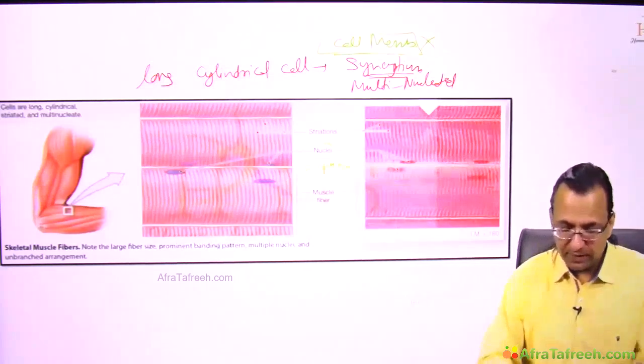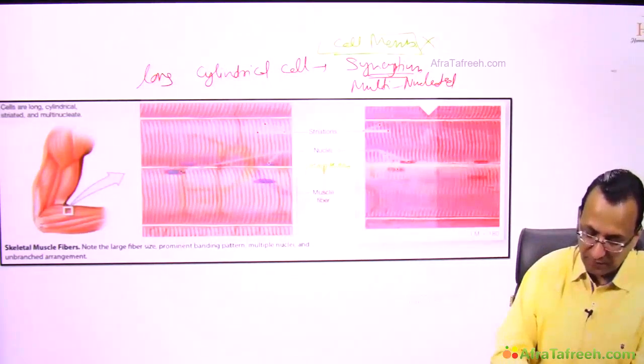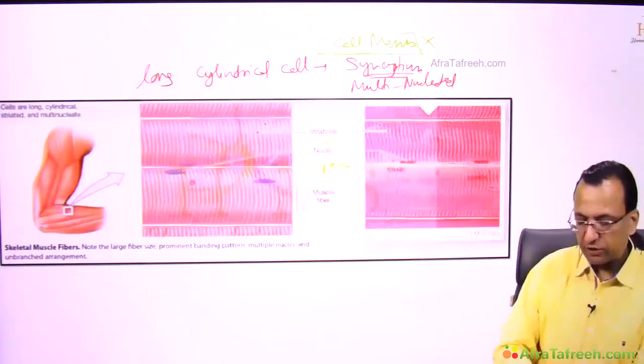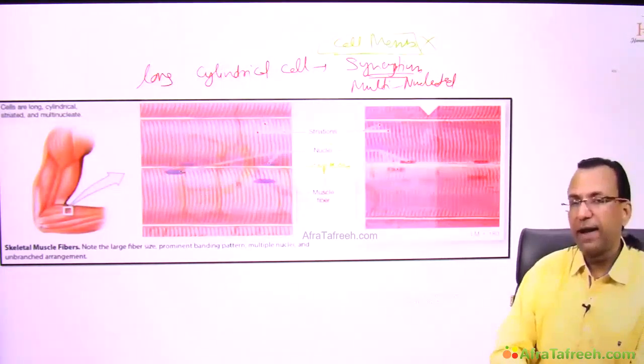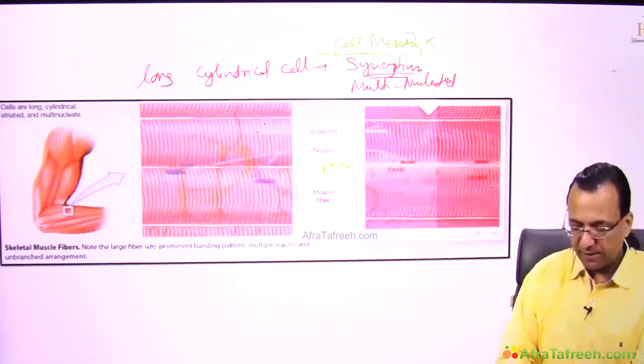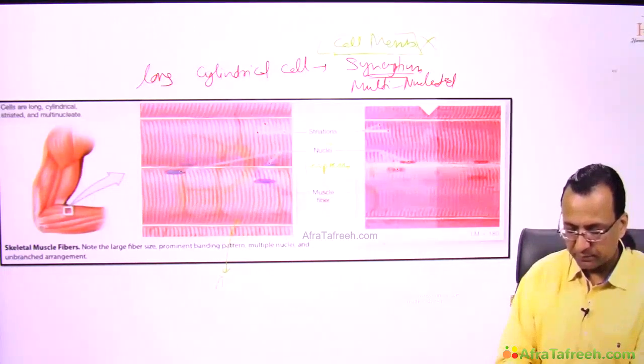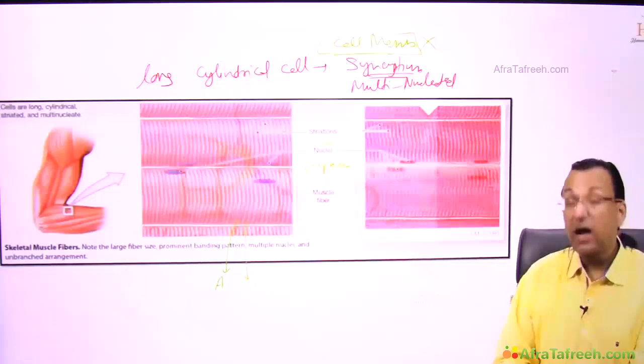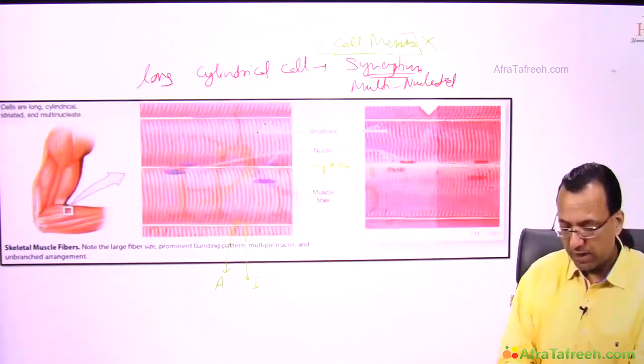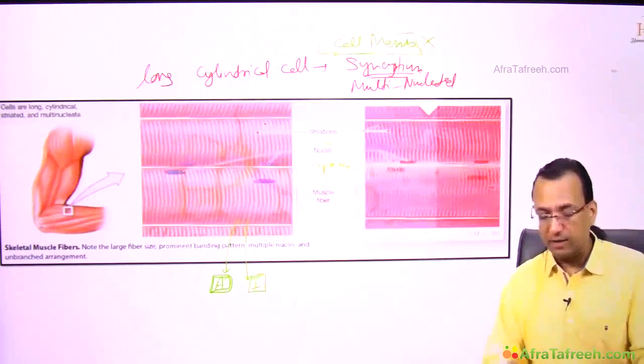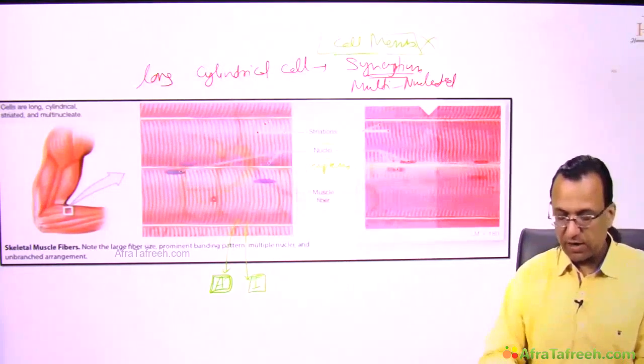Can you see? The nuclei will be at the periphery most of the time. And there are alternate bands of dark and light. A band, anisotropic, and I band, isotropic band. So A band, anisotropic, I band, isotropic, dark, light, dark, light, alternating bands, giving a striated appearance.